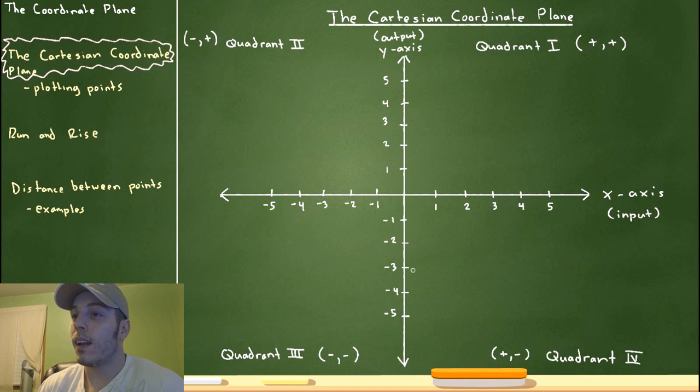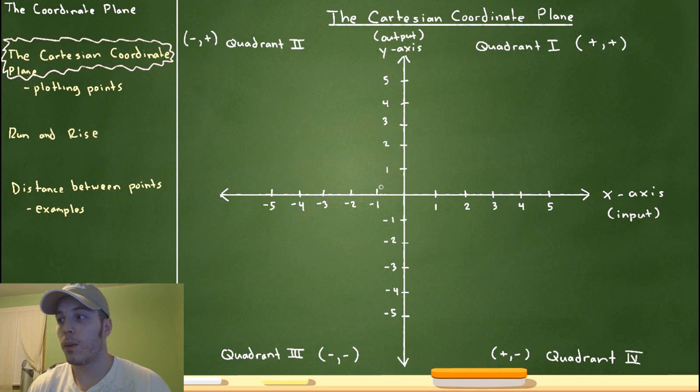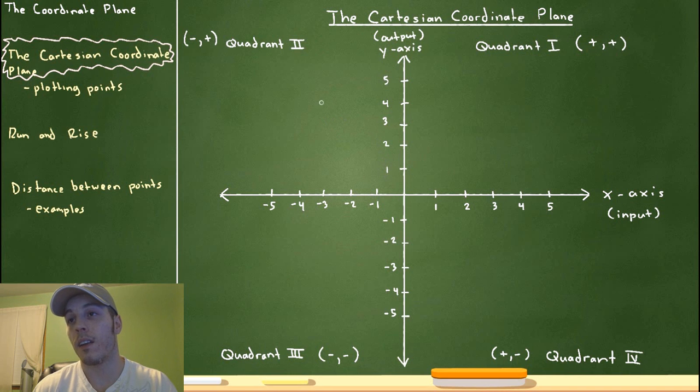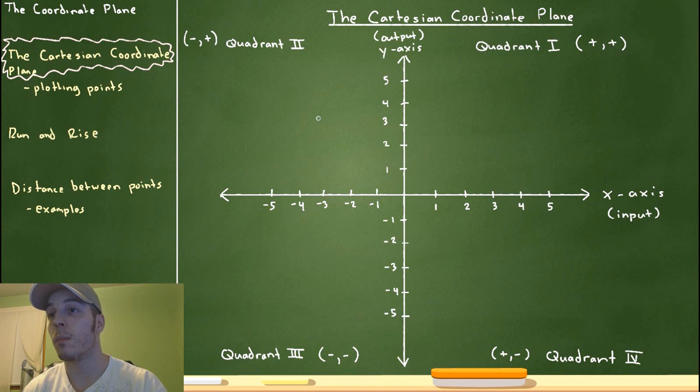So to begin, let's take a look at this Cartesian coordinate plane. Now, what it is, it's a way to represent a particular point in space through the use of numbers. So if I wanted to signify a certain portion of this screen here, I could represent this area with a set of numbers.